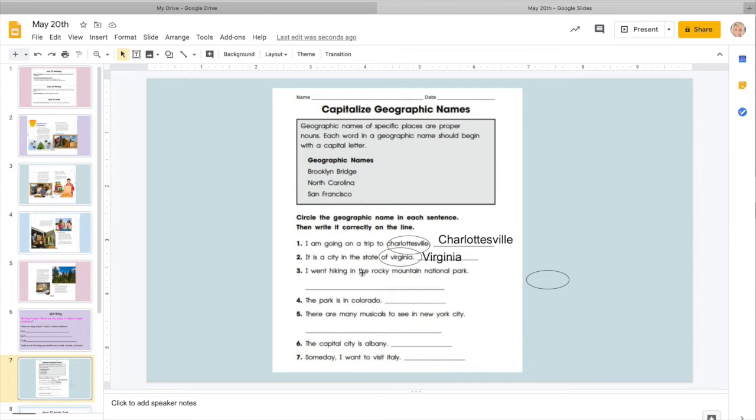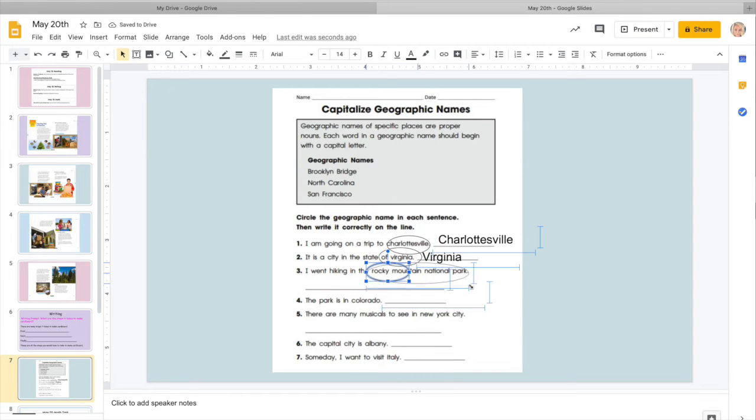I went hiking in the Rocky Mountain National Park. Wow, that is a big one. So here I'm going to move my little circle over. The geographic name is Rocky Mountain National Park. All 4 of those words are going to be circled because that is a geographic name, just like up here, Brooklyn Bridge. Bridge is capitalized because it is in the name. So Rocky Mountain National Park, that whole entire thing is going to be capitalized. So the R in Rocky, the M in Mountain, the N in National, and the P in Park.